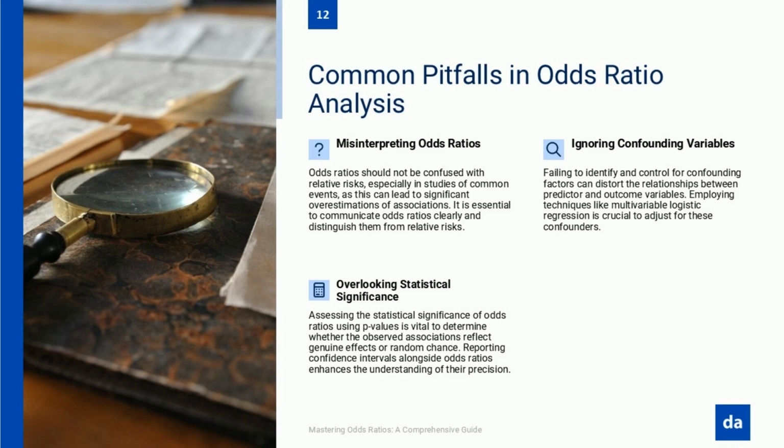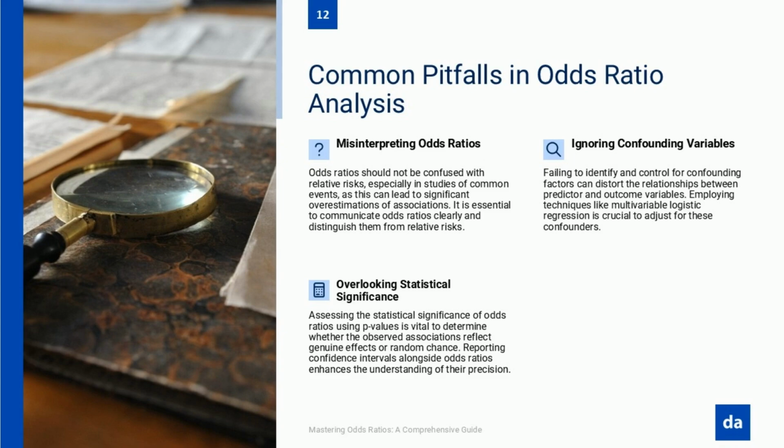One effective strategy is to convert odds ratios into more intuitive measures, such as expected frequencies or percentage changes in risk. This approach can help bridge the gap between statistical findings and practical implications, making the results more accessible to non-technical audiences and reducing the likelihood of misinterpretation.